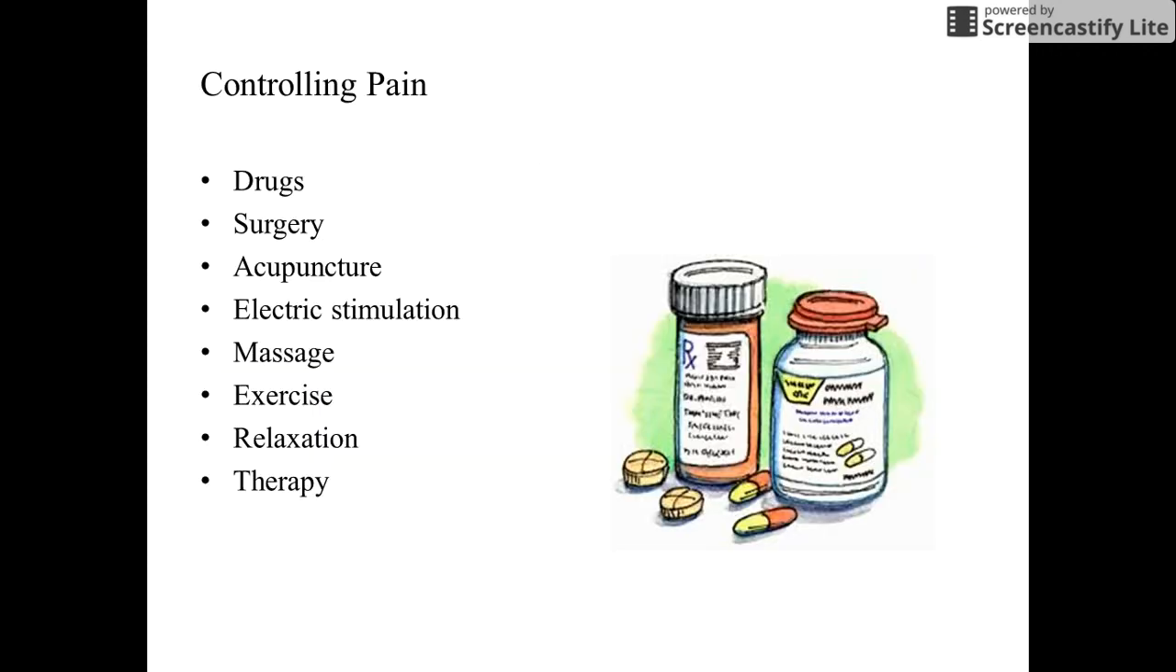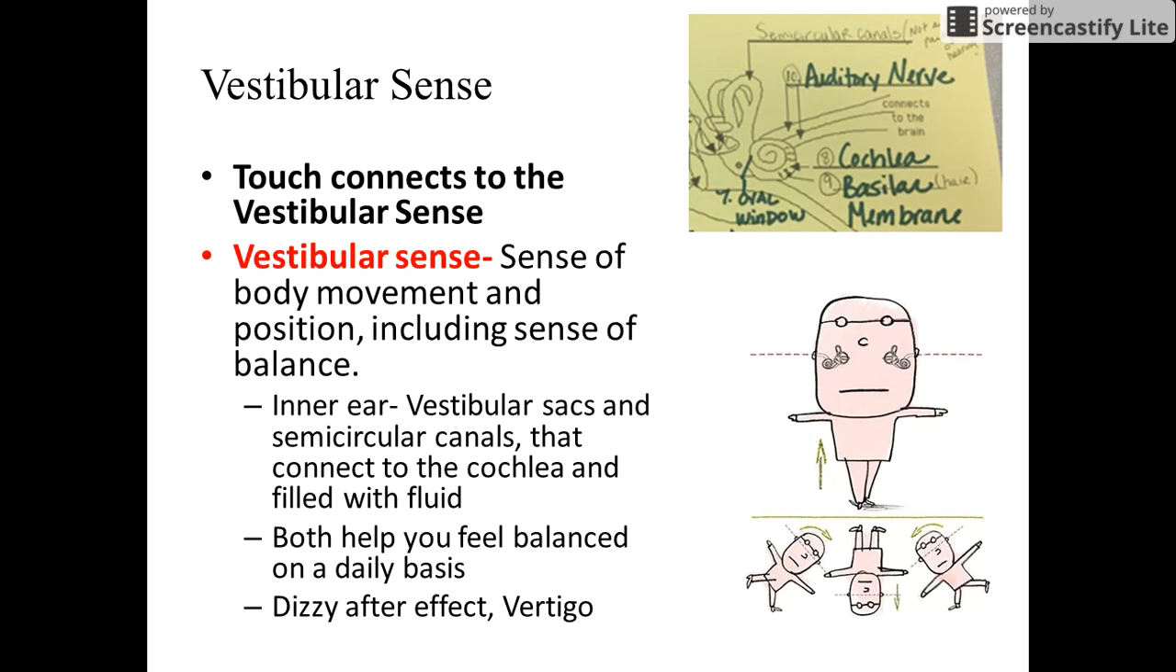Controlling pain, there are different ways you can control pain: biologically, psychologically, and socially. Drugs are different ways to manage pain. Surgery, acupuncture, electric stimulation, massage, exercise, relaxation, and therapy are different ways to manage it.